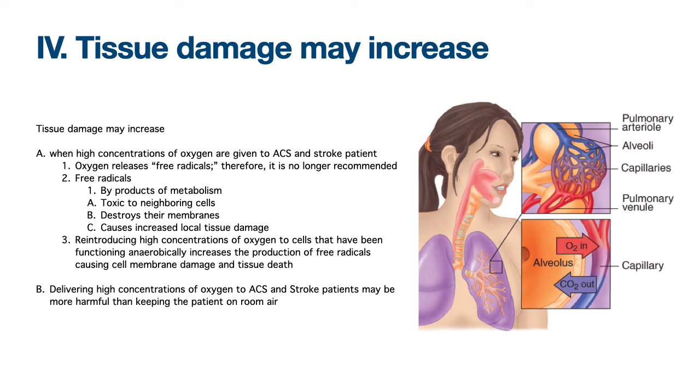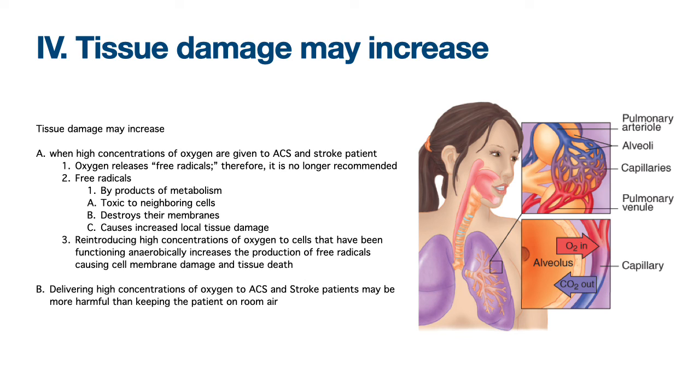Tissue damage may increase when high concentrations of oxygen are given to ACS and stroke patients. 1. The oxygen releases free radicals, therefore it is no longer recommended. 2. Free radicals, byproducts of metabolism, are toxic to neighboring cells, destroy their membranes, and cause increased local tissue damage.